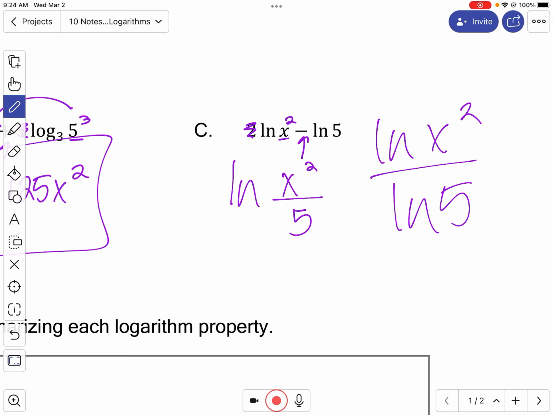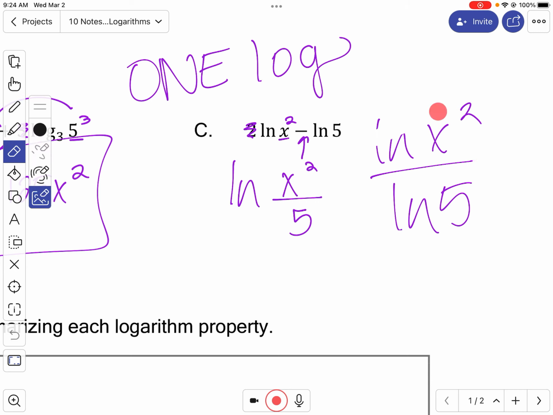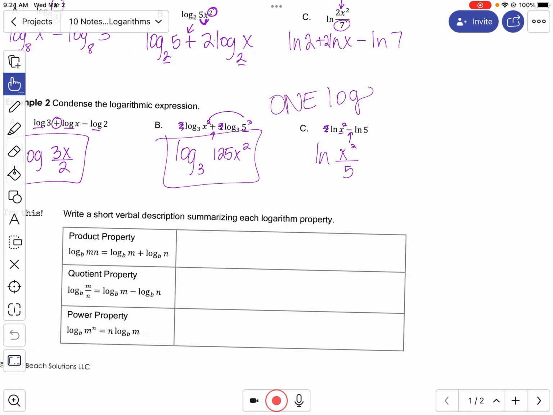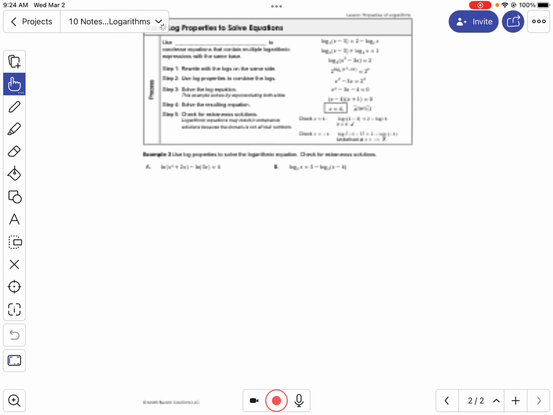But remember, when it says condense, you only want one log in your answer, whether it be a natural log or a common log or whatever the base may be. So make sure you only write the logarithm once, okay, when you are condensing. All right, let's take a look at the back.